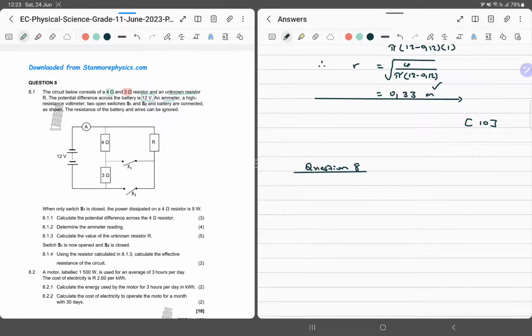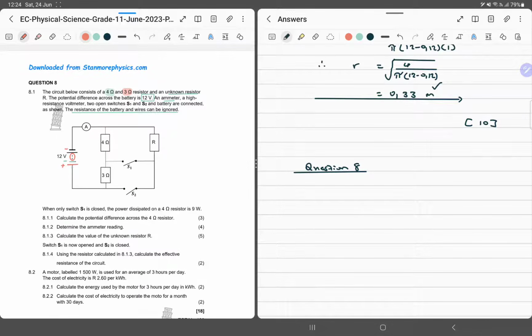Okay, now 2 open switches S1 and S2 and a battery are connected as shown. The resistance of the battery and the wires is ignored, meaning it's so small that we don't have to worry about it. Great, so what do we know? We know that, guys, this is a cell. Okay, so this becomes the positive end of our cell, and that becomes the negative end of our cell. And you can see that this line is suggesting that there is a series of cells that are put in there to make up this battery. But in a nutshell, this becomes the negative end while that is the positive end.